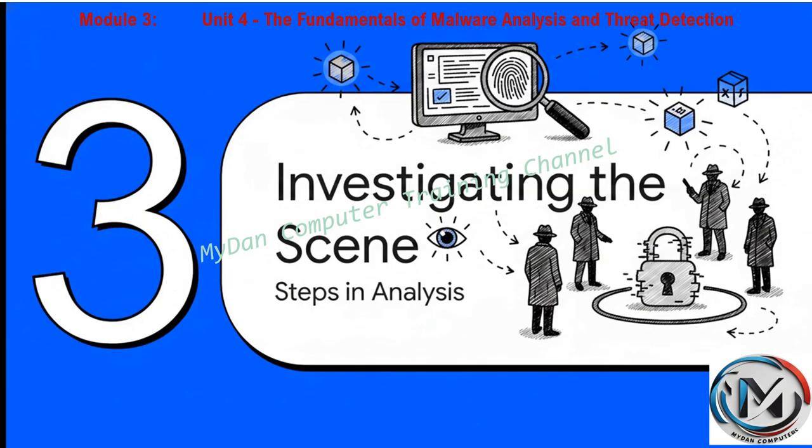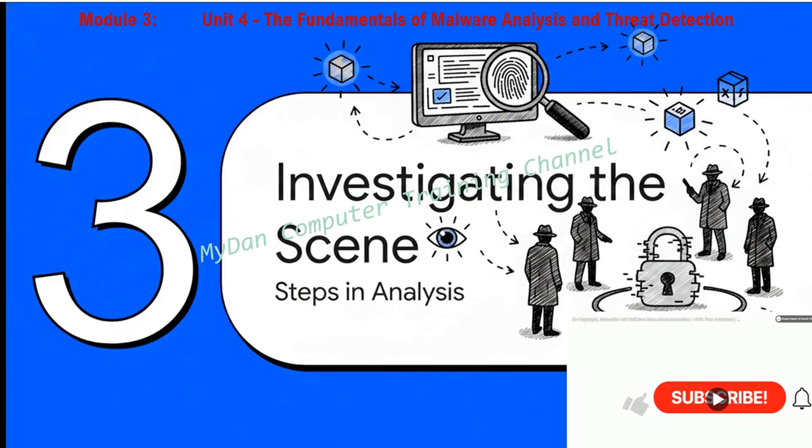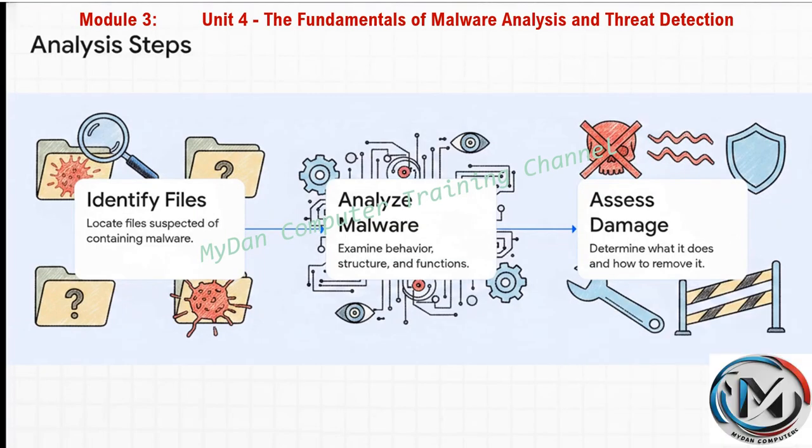That brings us to Section 3, investigating the crime scene. Now that we've identified our suspects, we need to look at the actual methodology our digital detectives use to solve these cases. The investigation basically relies on a really systematic 3-step procedure. First, you've got to locate the suspicious files that are actually housing the malicious code. Second, you analyze that code's structure, its hidden functions, and its behavior using specialized tools. And third, you take those findings to determine the blast radius, uncovering exactly how dangerous the malware is and figuring out the specific steps needed to wipe it out.